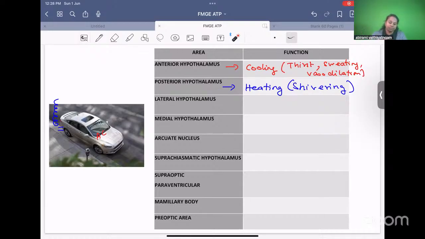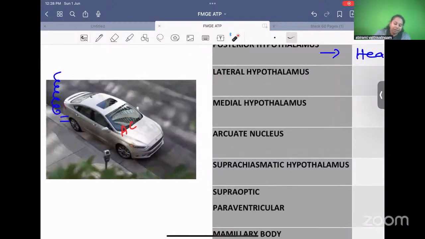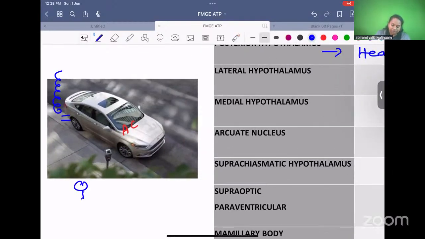Don't get confused. Lateral and medial hypothalamus. Just imagine 3 people are sitting on the back seat, 2 people near the window. When you are near the window, you can just buy something and open the window, buy something, you can just keep on eating.